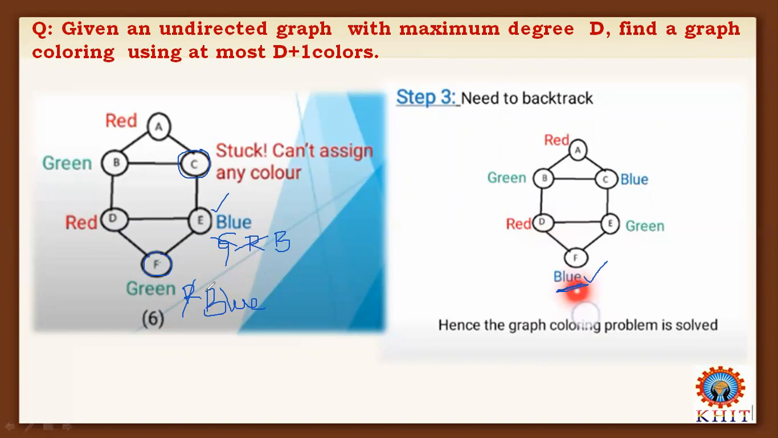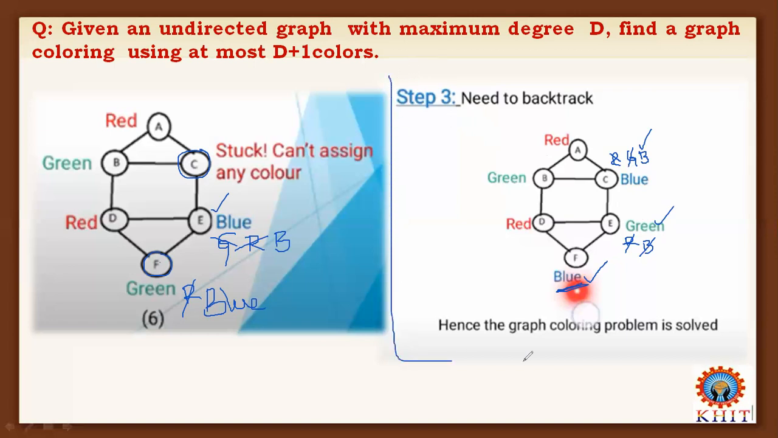Once F is colored with blue, next I can move to E. Can I color E with red? No, E cannot be colored with red. Can I color E with blue? No, E cannot be colored with blue. Can I color E with green? Yes, you can color E with green, no problem. Can I color C with red? No. Green also you cannot. But you can color C with blue. So you got the solution.